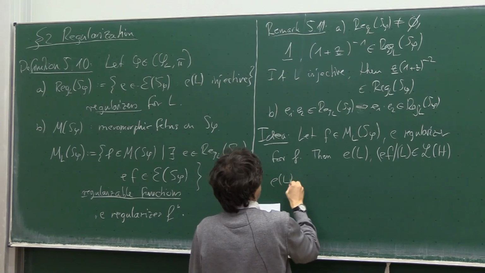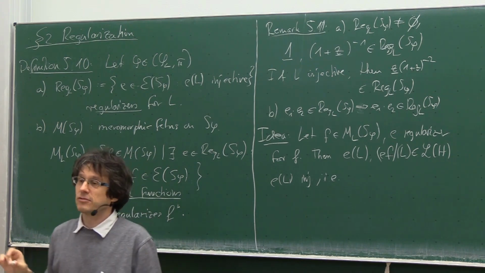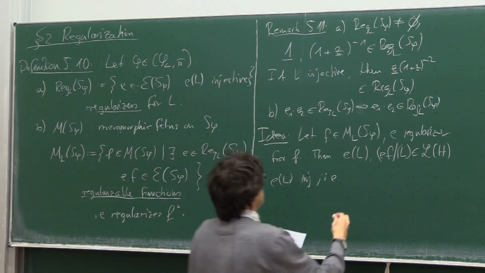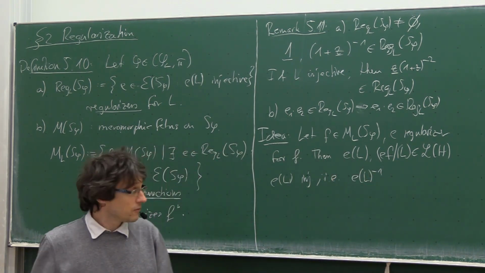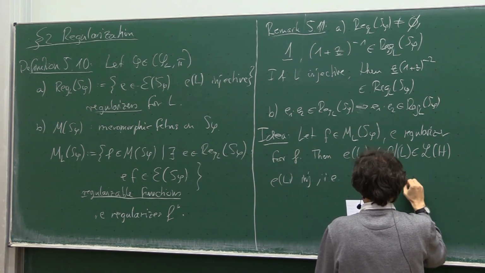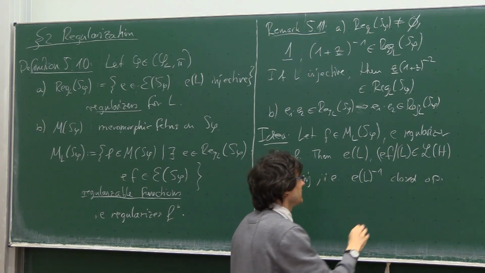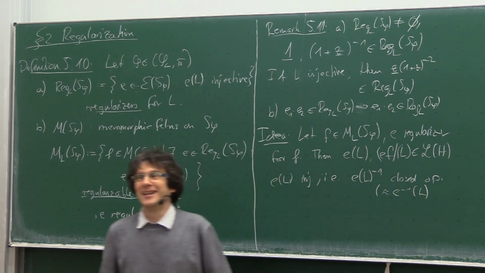So E of L is injective, which means that you can invert it on its range. So what you get is not a bounded inverse, but you get a closed operator as an inverse, with domain being the range of E of L. So E of L to the -1, as an operator defined on the range of E of L, is then a closed operator. And somehow, this is just heuristically, but we should think of this as E to the -1 of L.